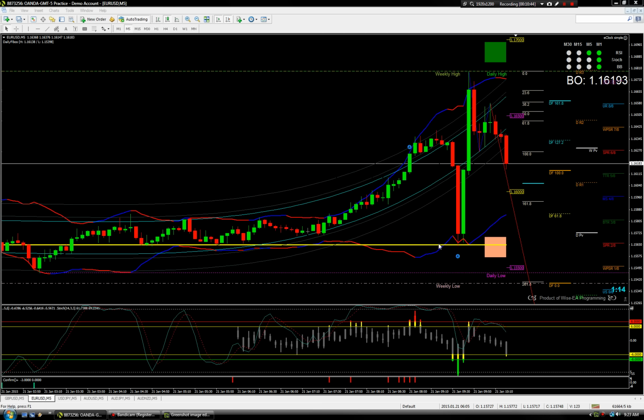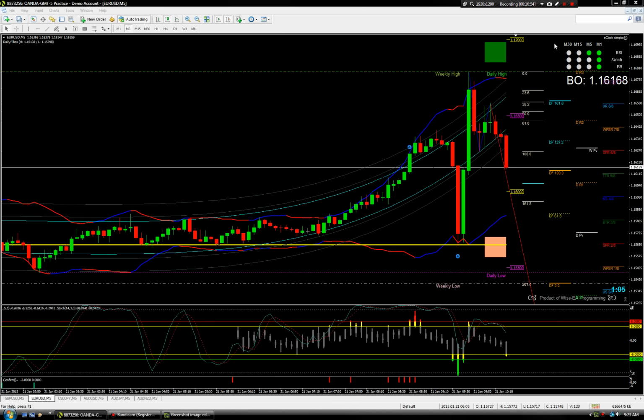It's another line of confluence. It is a very good support and resistance line, basically. So next one we have the market overview. Market overview is up here. What we have is M1, M5, M15, and M30.